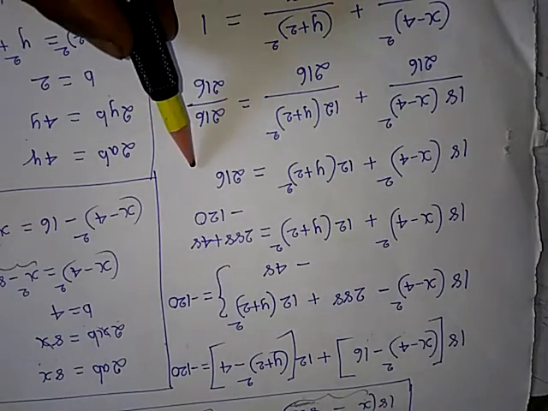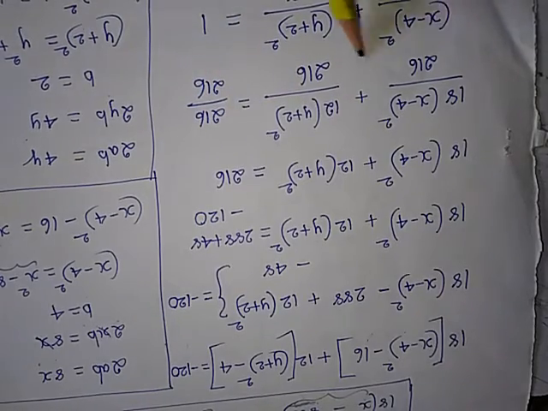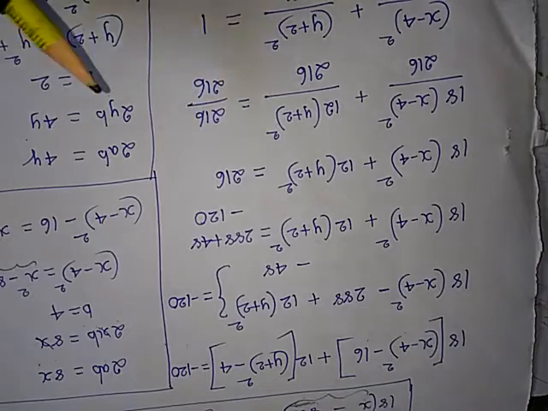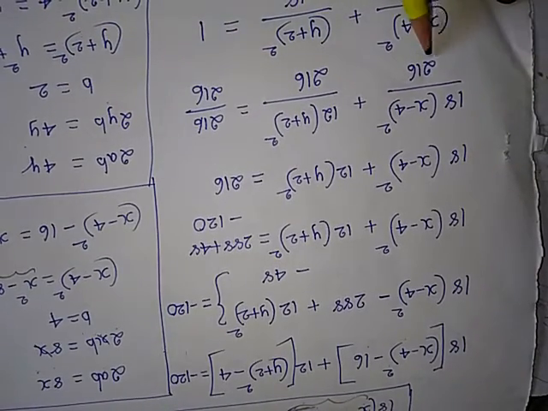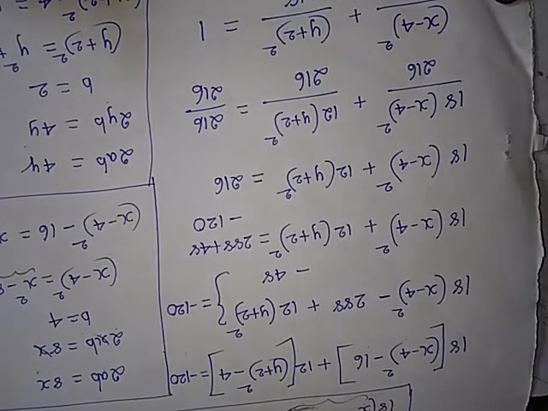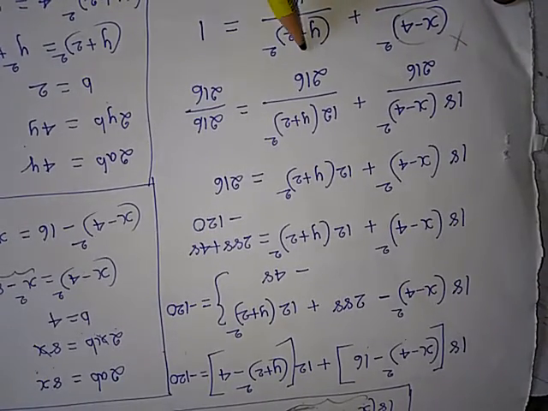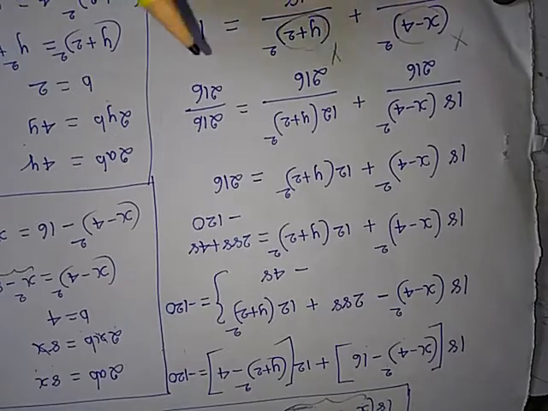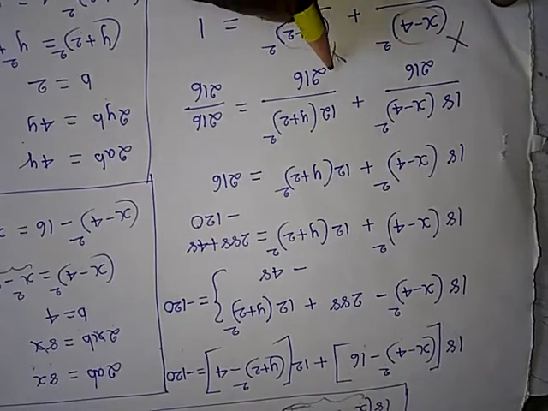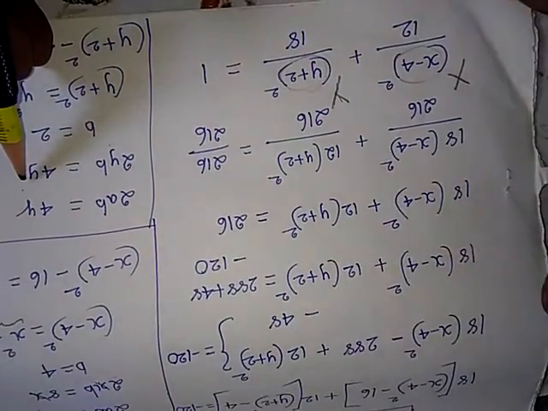Now divide throughout this equation by 216 because we need 1 on the right hand side. So if you divide by 216, these two terms will get cancelled and we get 1. Here 18, if you cancel with 216, 12 times, 18 into 12 is 216. Similarly 12 is 18 times. The next step is this x minus 4 is replaced by capital X and y plus 2 is replaced by capital Y. So capital X is x minus 4 and capital Y is y plus 2. Now we will get the standard form of the equation.